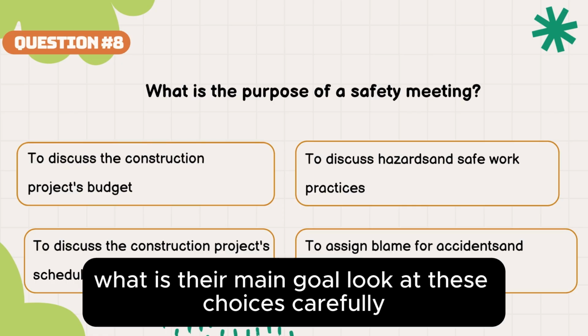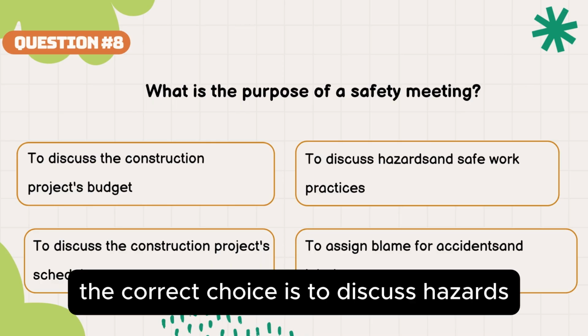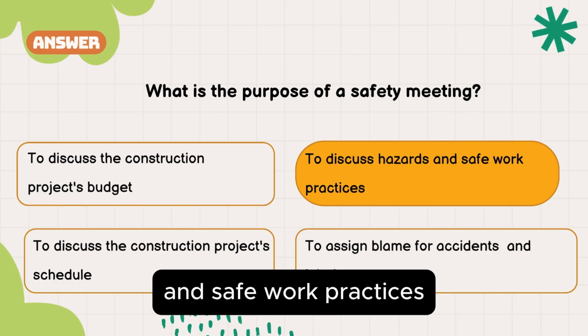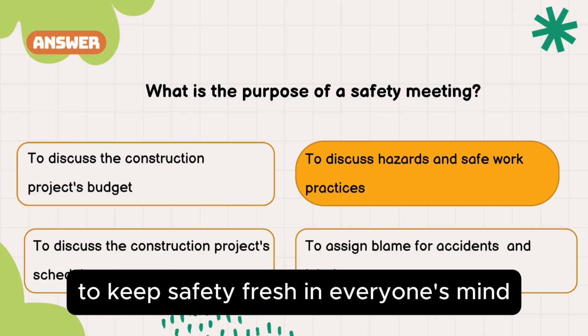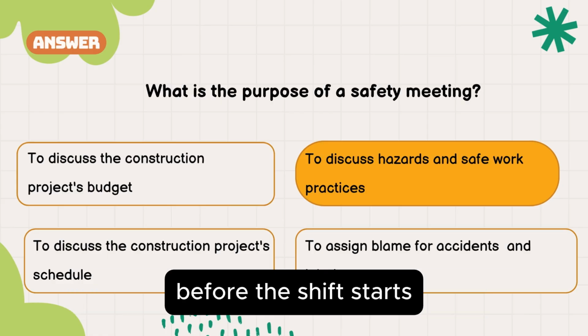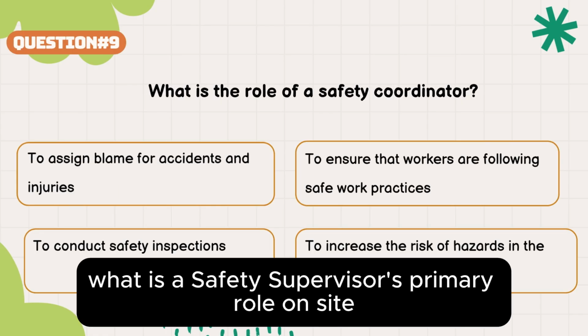What is their main goal? Look at these choices carefully. The correct choice is to discuss hazards and safe work practices. These are brief, focused team meetings held right on site to keep safety fresh in everyone's mind before the shift starts. What is a safety supervisor's primary role on site?